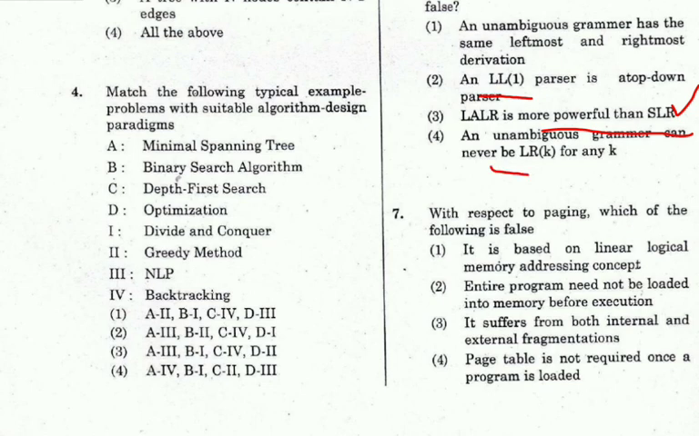And option 4, it is false. An unambiguous grammar can never be LR(k) for any k. But LR(k) parsers require unambiguous grammar, meaning an unambiguous grammar can be LR(k). So option 4 is the false one.